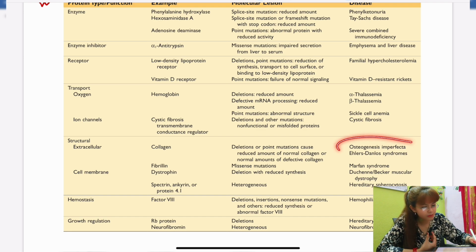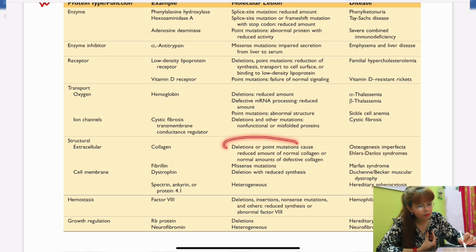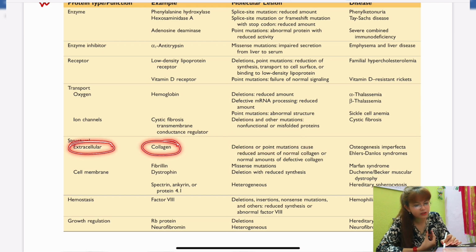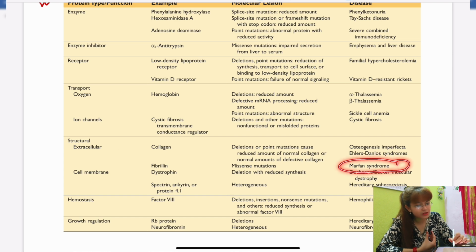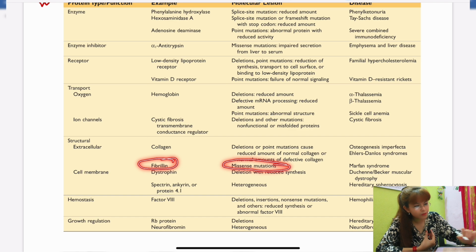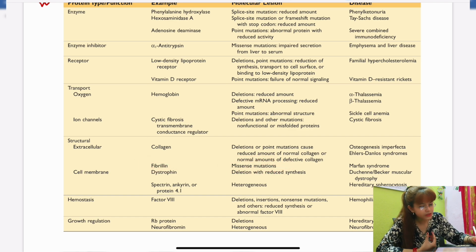In the case of osteogenesis imperfecta, there are deletions or point mutations in the collagen, which is an extracellular structure. And if you talk about Marfan's syndrome, then the defect is in the fibrillin. The defect is a missense mutation. Then hemophilia, the defect is in factor 8. The defect is there in hemostasis because of deletion, insertion, etc.